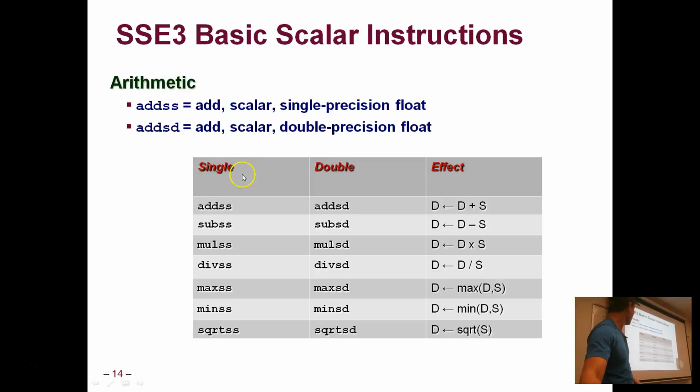Likewise, the add, subtract, multiply, divide, max, min, and square root. This is scalar single precision. This is scalar double precision. So that's how you're parsing these instructions. Anytime you see an op with an S after it, that's scalar. And we're going to show you scalar operations and vector operations side by side.